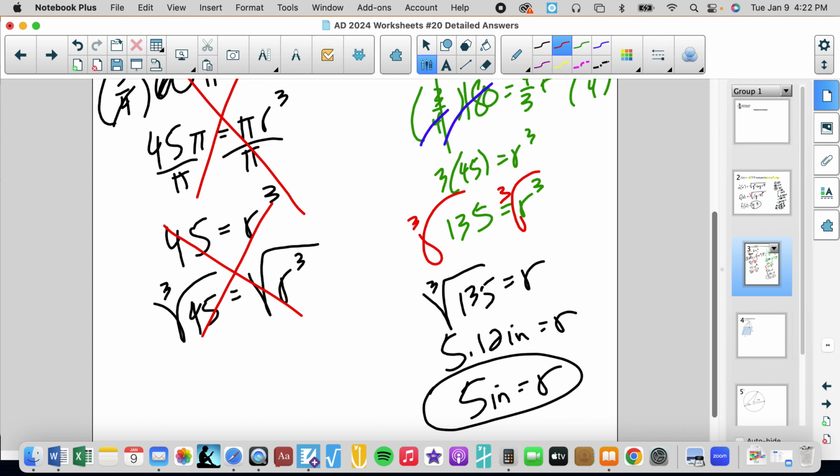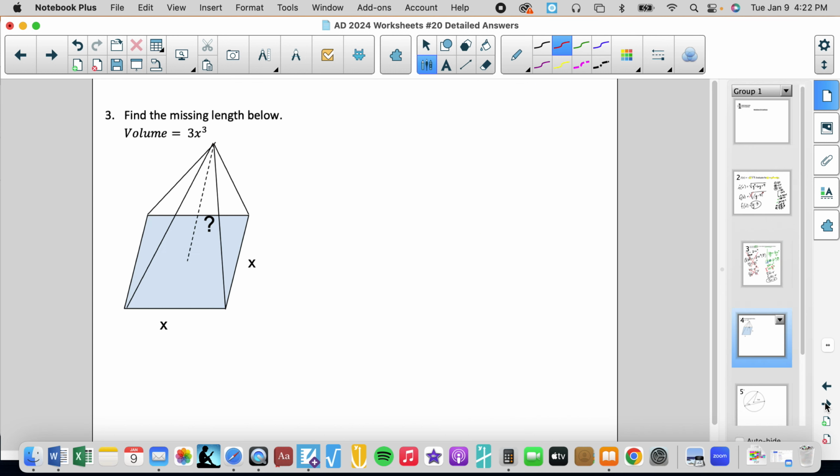Sorry. It's a little bit of a waste of your time. That was interesting. Now, this is interesting also. Find the missing length, the volume.